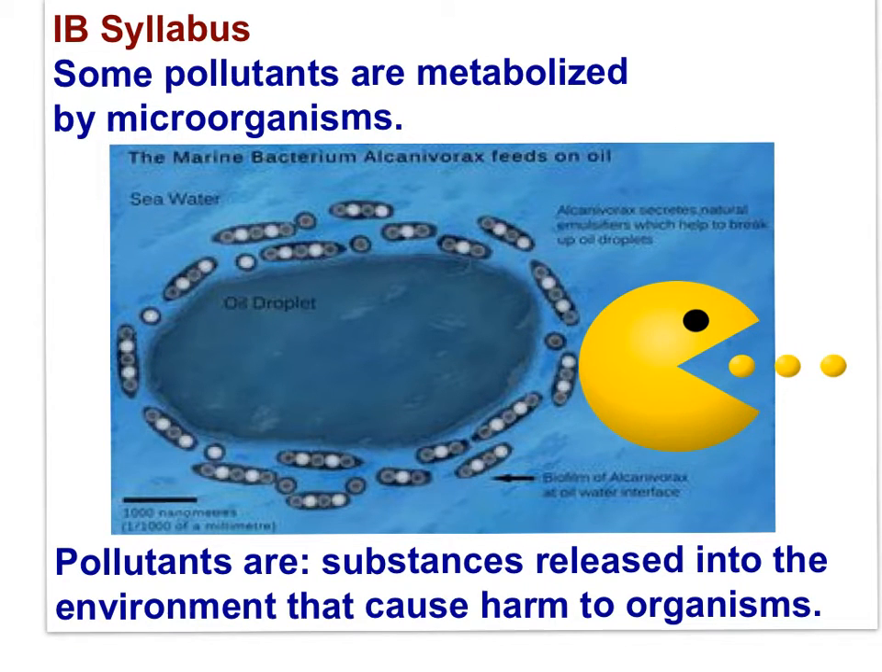Pollutants can be metabolized by microorganisms. Various prokaryotic species have the capacity to degrade different pollutants. Various metabolic pathways break down the pollutant and release harmless products. We will define pollutants as substances released into the environment that cause harm to organisms, and this diagram illustrates a bacterial species known as Alcanivorax, seen here, metabolizing oil.